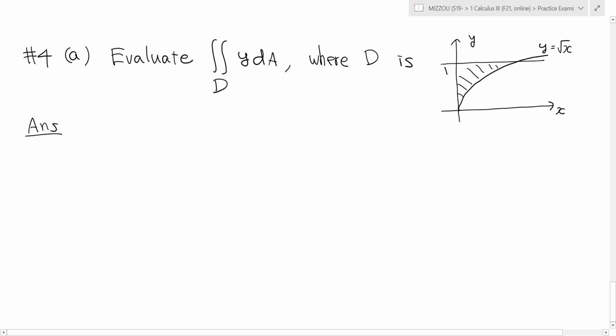So remember, when you compute a double integral, you pick one of the variables which you integrate first, meaning that you fix the other variable. In this case, it doesn't matter which one to fix first, but probably it's easier to fix x first. And for each fixed x, your y value varies from this parabola y equals root x, that's the starting point for y, all the way up to y equals 1.